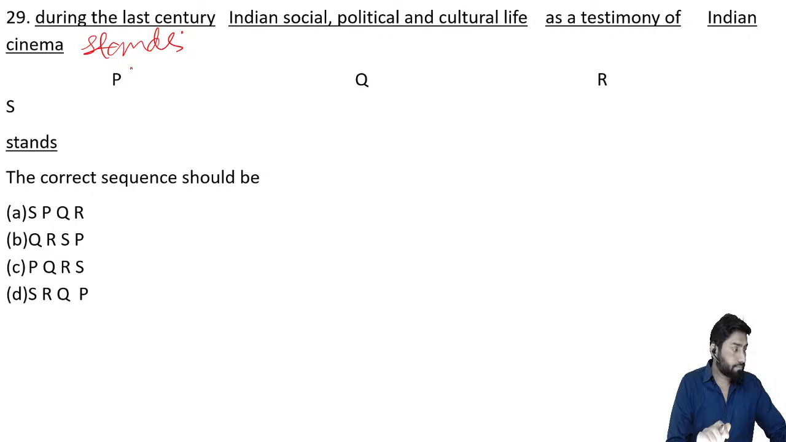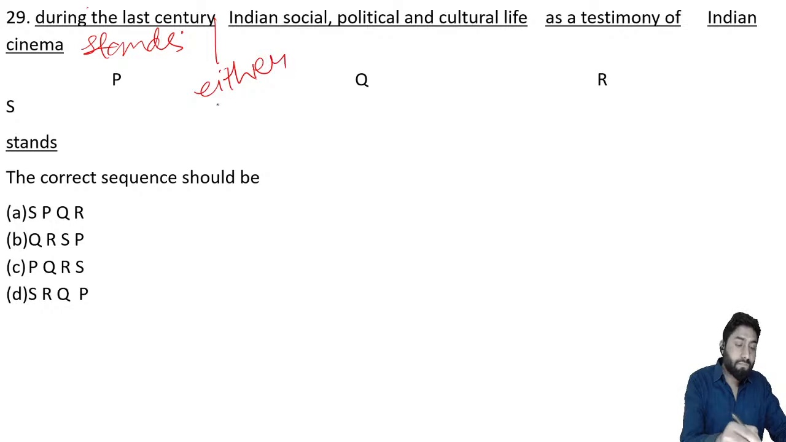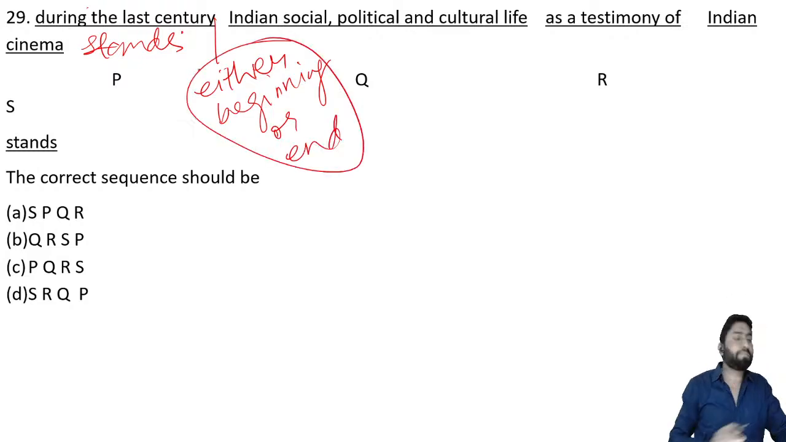So now we'll discuss that. So Indian cinema stands. If you start discussing this, during the last century, Indian social, political, and cultural life as a testimony of, this cannot be first. Indian cinema stands. This could be the first sentence. Why? Let's check it. So during the last century, this can either come in the beginning, either in the beginning of the sentence, or end. We understand this much, it cannot go anywhere else.